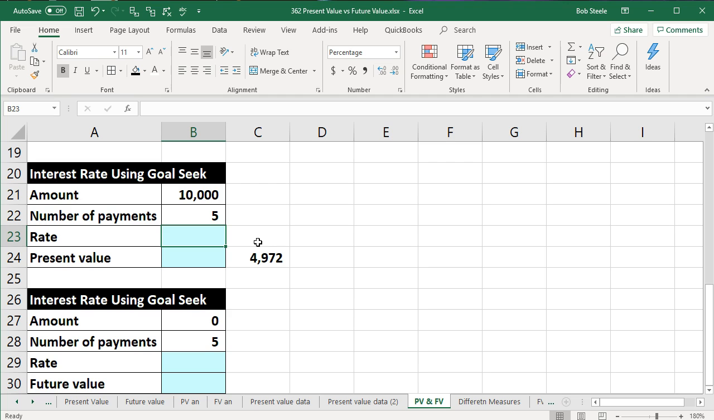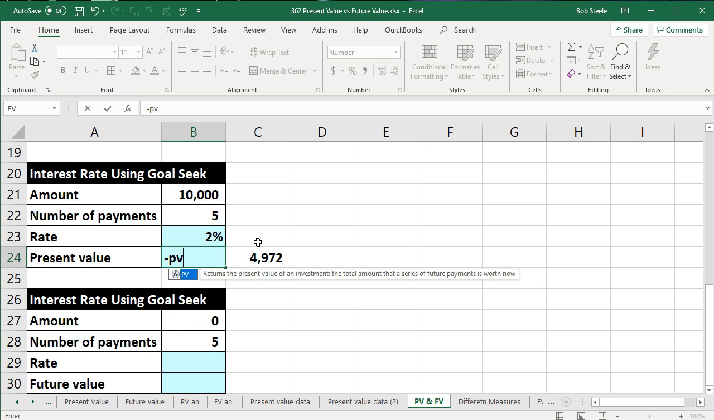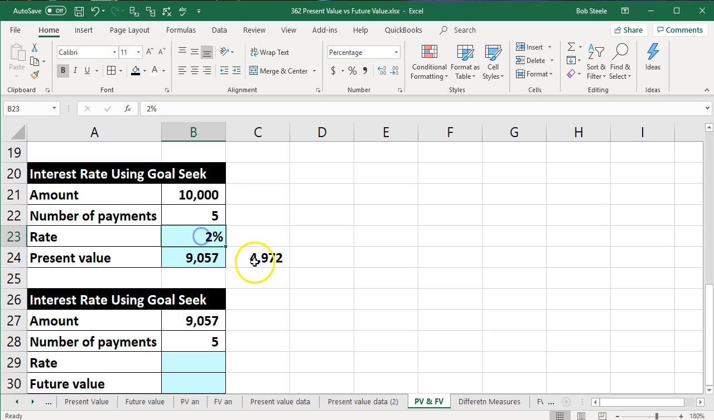So I'm going to say, all right, what if the rate was 2%? Let's put in our present value formula. This equals, or let's say negative, present value. Double click the present value. We want the rate, 2%, we just guessed. That's just a guess, comma. Number of periods, 5 years, comma. The payment is 0, comma. And then the future value we're going to say is 10,000. Now, when we say enter, we're hoping it's going to be 4,972. It's not, because we just guessed this rate.